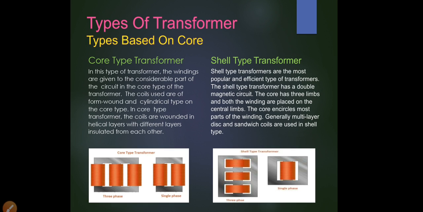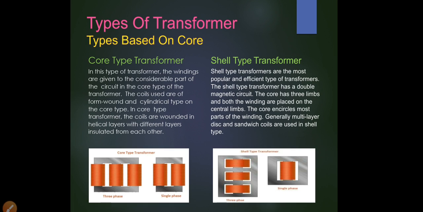Now we'll take the types based on the core. There are two types here: the core type transformer, which can be 3-phase or single phase, and the shell type transformer, which is also 3-phase or single phase. The difference is that in core type transformers, 3 windings are required, 1, 2, 3, but in the single phase it requires only 1 winding. So that is the core type of transformer.